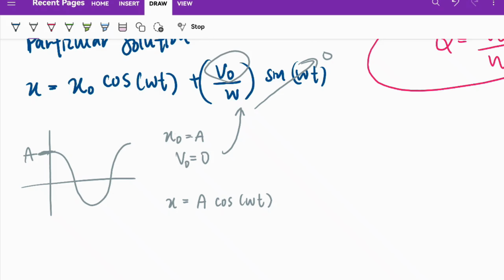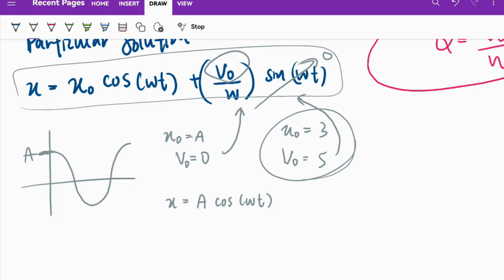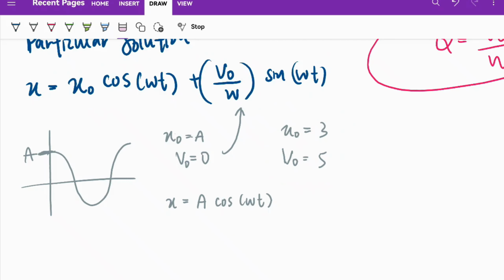So if let's say I set my x naught to have a value of 3, my v naught is maybe 5, you just sub in, you will get a particular solution. You get a specific solution based on the condition. So this can vary, right? That is why we have to have a complementary function, because there are infinitely many solutions for you to come to this point.